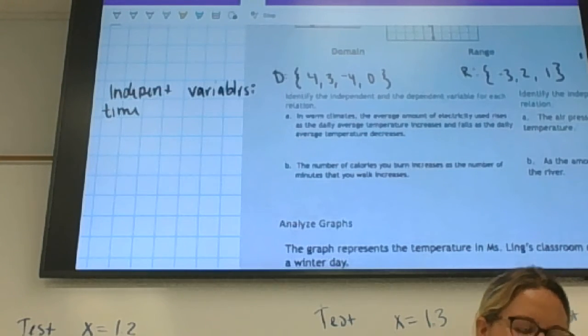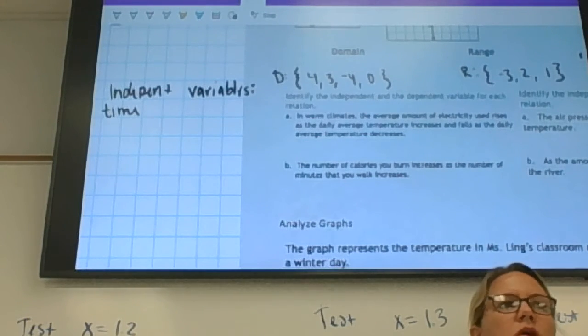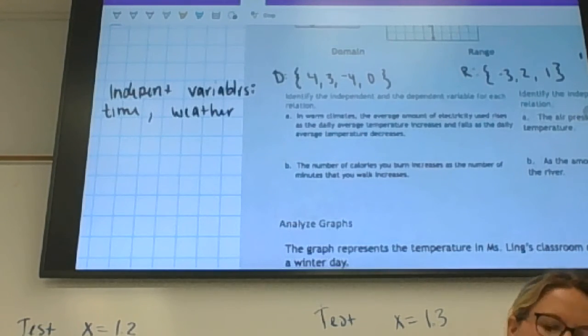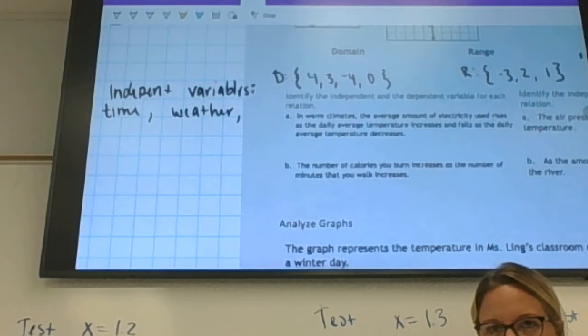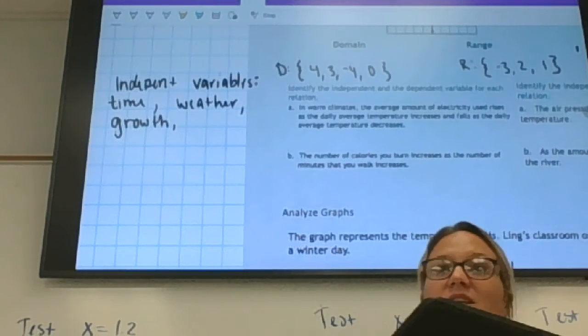What else is usually independent? Something that's out of our control. It doesn't matter what's going on, it's going to happen anyway. Mikhail? The weather is almost always the independent variable. Growth. Aging and growth. There are a lot of height questions, so that's actually a really good one.